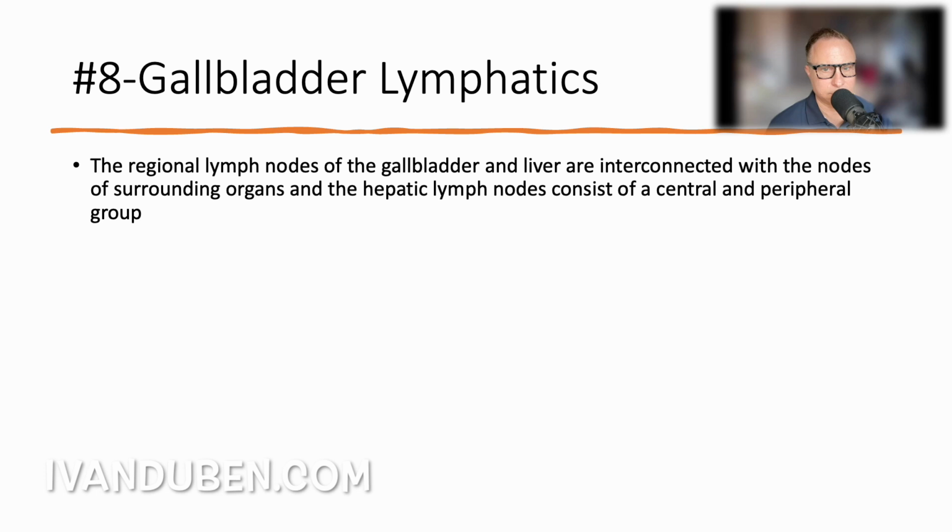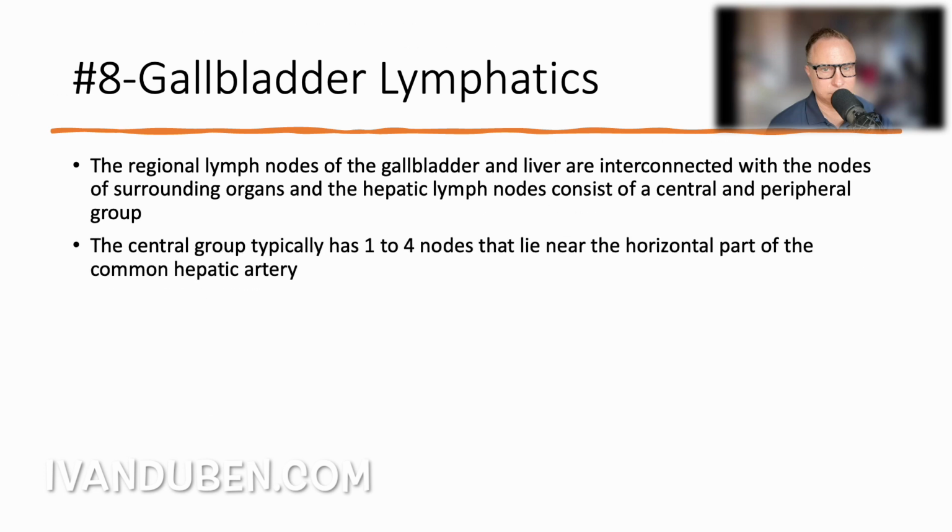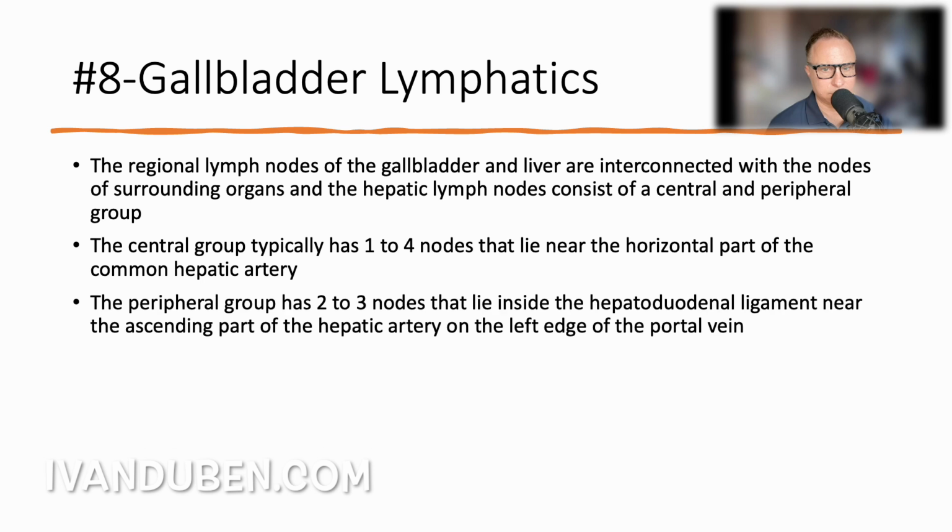Going into the gallbladder lymphatics, the regional lymph nodes of the gallbladder and liver are interconnected with the nodes of surrounding organs, and the hepatic lymph nodes consist of a central and peripheral group. The central group typically has 1 to 4 nodes that lie near the horizontal part of the common hepatic artery. The peripheral group has 2 to 3 nodes that lie inside the hepatoduodenal ligament, near the ascending part of the hepatic artery on the left edge of the portal vein. Again, another ligament that is containing lymphatic structures.